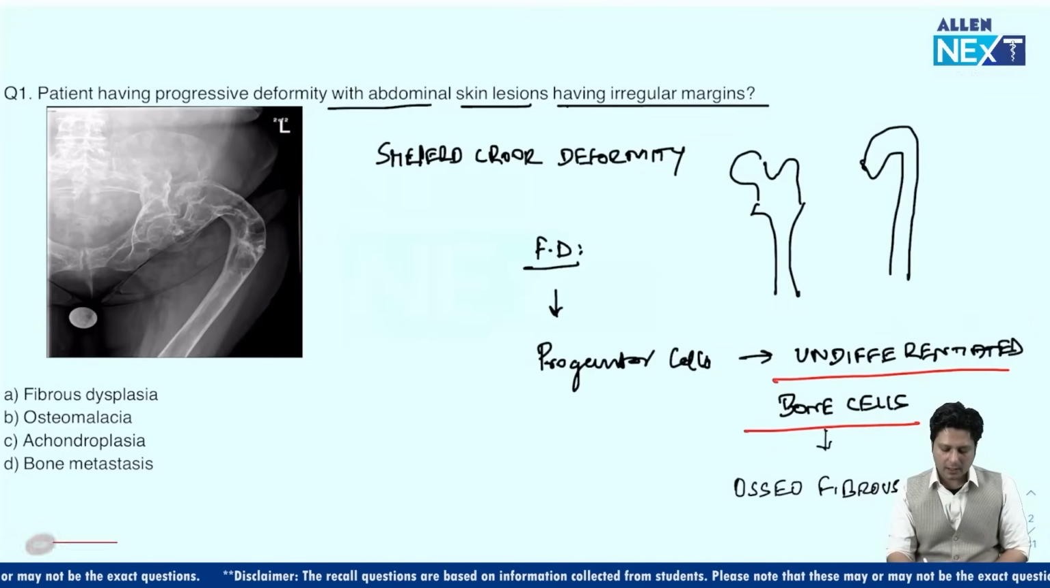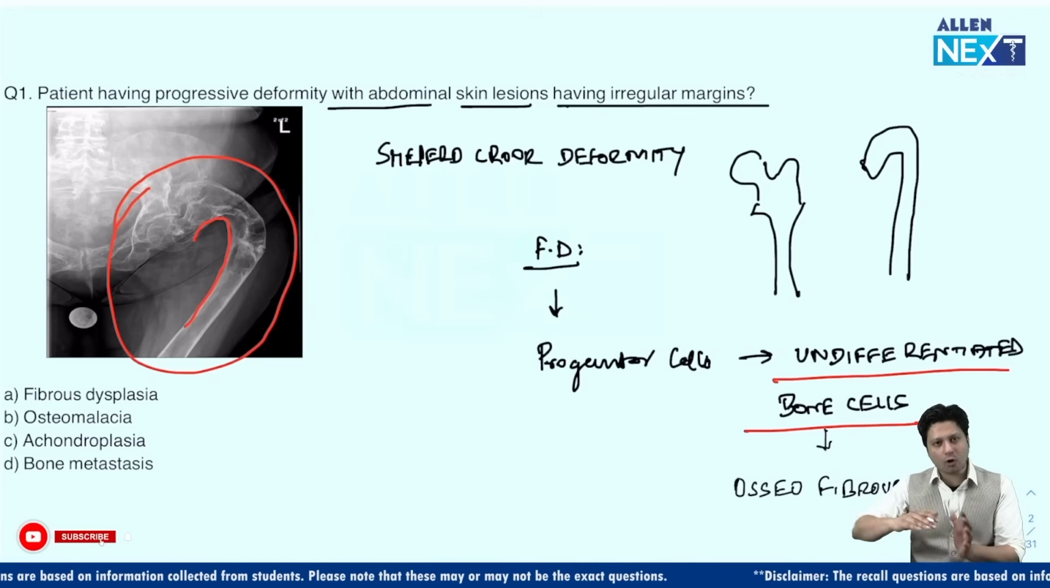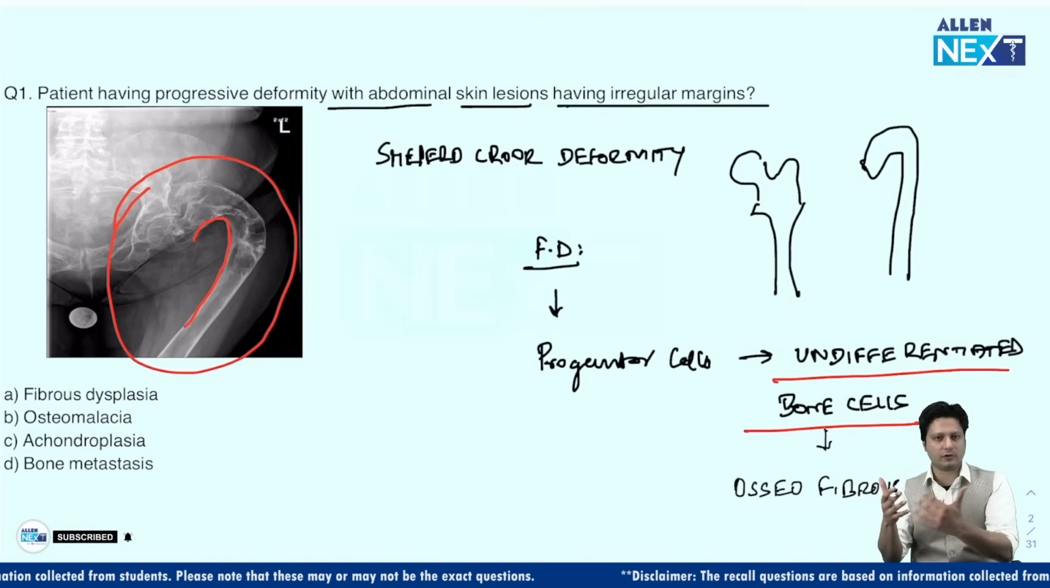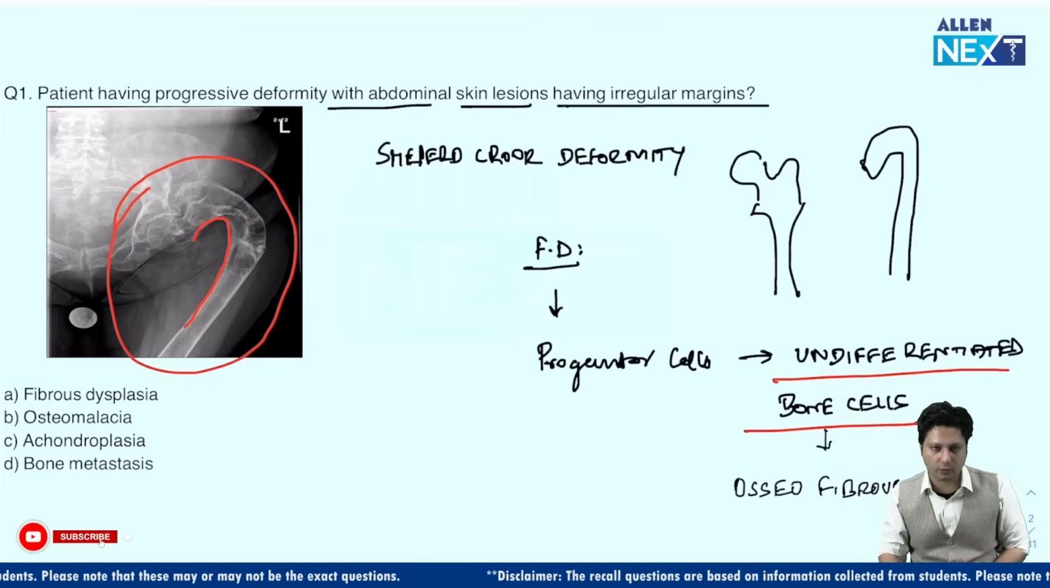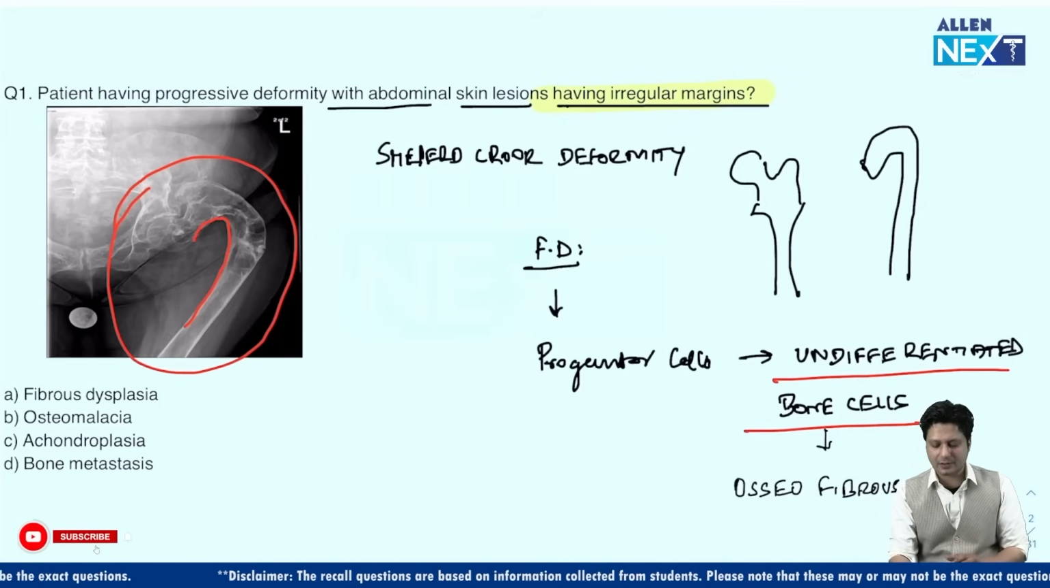All right. So here, obviously it is not the normal femur, and as you can see, there is a curvatural bending on the medial cortex of the femur under the influence of the compressions. So that is the reason for the Shepherd-Crook deformity. Another point which was clearly mentioned in the question is irregular margins, skin lesions.